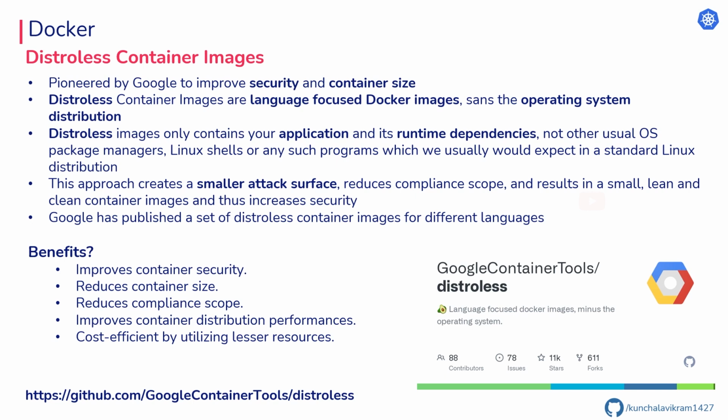Google has published a set of Distroless images for almost all programming languages. So we'll see what Distroless images are available in the official GitHub repository by Google. The benefits of using Distroless images are that they improve the container security because they will not have any operating system distributions, and it will also reduce the container size due to it. It reduces the compliance scope and it also improves the container distribution and performance. Since these container images are very small in size, we can easily upload them into remote repositories and we can pull them during the CI/CD processes.